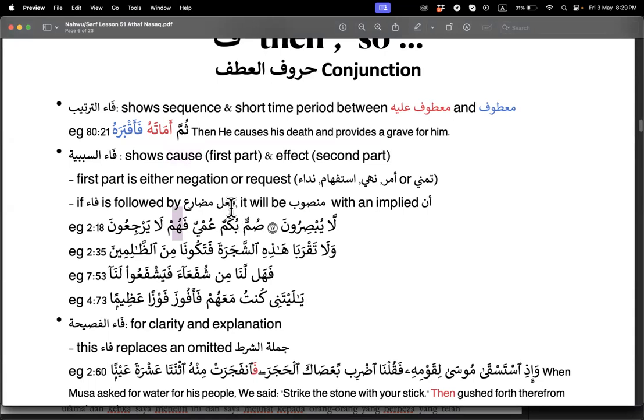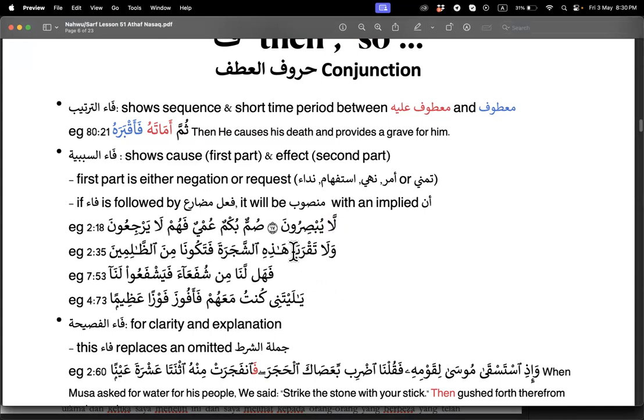You need to find it: la yubsirun. This is a negation. They don't see, so they are deaf, dumb, and blind, and so they will not return. After this, they don't see, so they cannot return, basically. Can you understand? You need the la first. What about the second one?